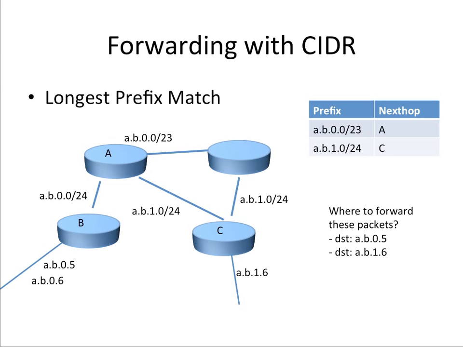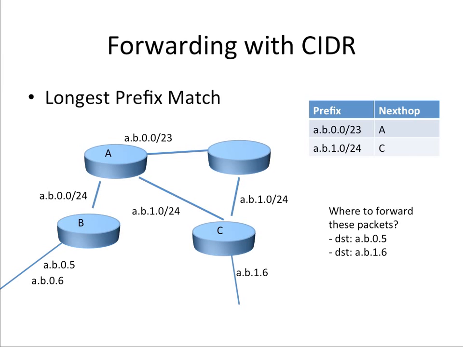So one other artifact of this way of aggregating the addresses is in the way we look up the next hops. A lot of times we are advertising these prefixes. Some of the prefixes are going to be more specific than others. For example, let's look at that table on the top right corner of the screen. There are 2 entries in that table.